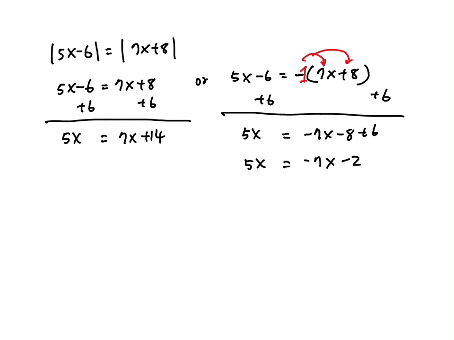All right, so from here, that's when things are going to be a little different. For the equation on the left, 5x equals 7x plus 14, I am going to subtract 7x on both sides. So I get 5x minus 7x, which is negative 2x, equals 14. Now, for the equation on the right, that's a minus 7x, so I have to add 7x on both sides.